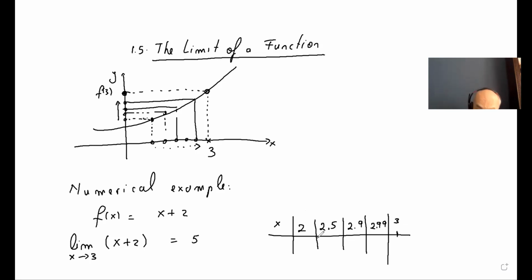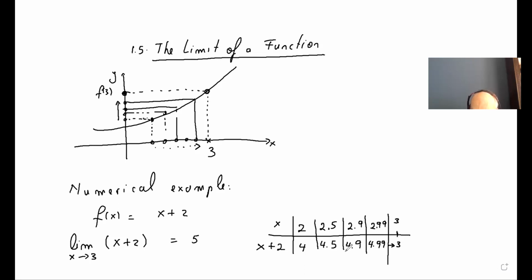And then we can study the values of x plus 2. The values of x plus 2 corresponding to these chosen values of x are 4. Then if you add 2 to 2.5, you get 4.5. And if you add 2.9 to 2, you get 4.9. And then 2.99 plus 2, you get 4.99 and so on.